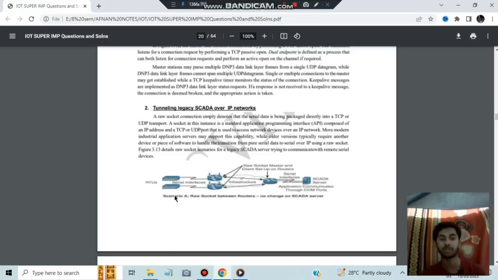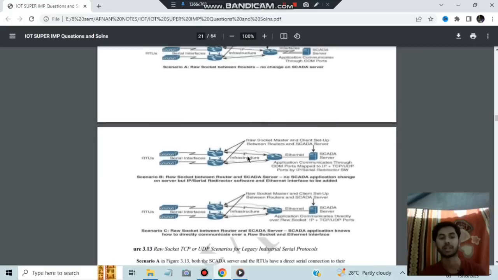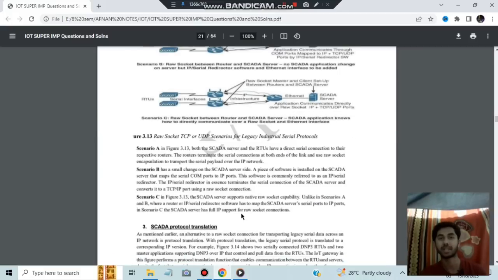This is the first type, scenario A, where the raw socket is between the routers. Need not pay much attention, just get to know what's happening. There's a client, there's a server, and between them some routers are there, that's all. This is another one, which is raw socket between the router and the SCADA server, and the third one is raw socket between the router and the SCADA server, where the SCADA application knows how to directly communicate using a raw socket. Just make a rough diagram regarding this and write it. The detailed information regarding the scenarios is given.